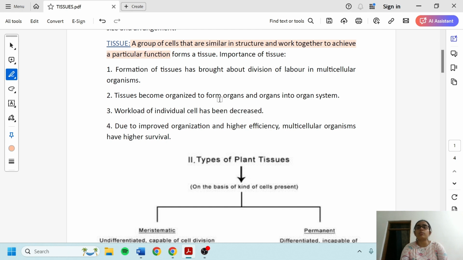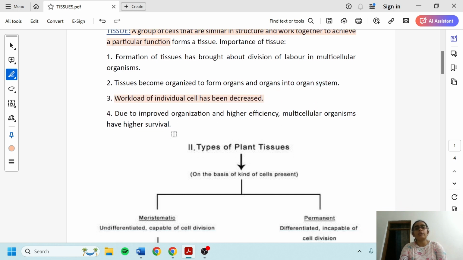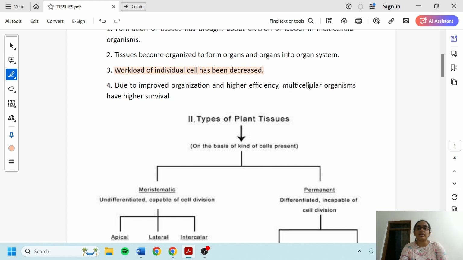Tissues became organized to form organs, and from organs we get organ systems. The workload of individual cells has decreased. In a unicellular organism, a single cell performs all the functions, like digestion, excretion, and respiration. Whereas in multicellular organisms there is division of labor, so particular cells perform a particular function, such as different kinds of cells for respiration or different kinds of cells in our muscles which help in contraction and relaxation. Therefore, the workload of individual cells has decreased. Due to improved organization and higher efficiency, multicellular organisms have higher survival.